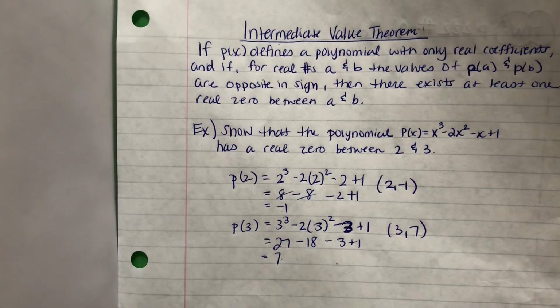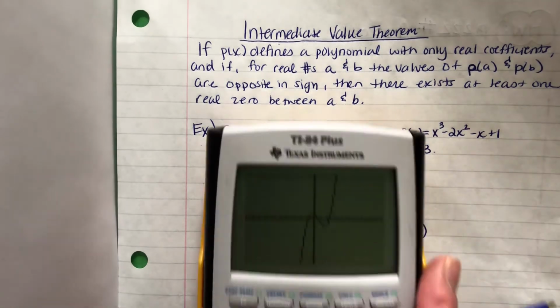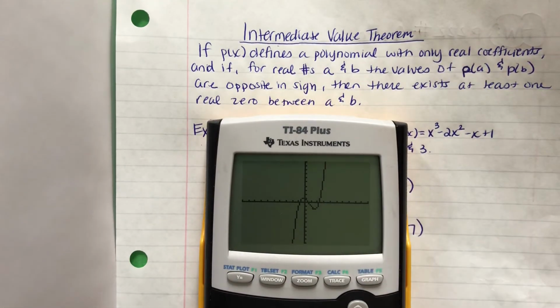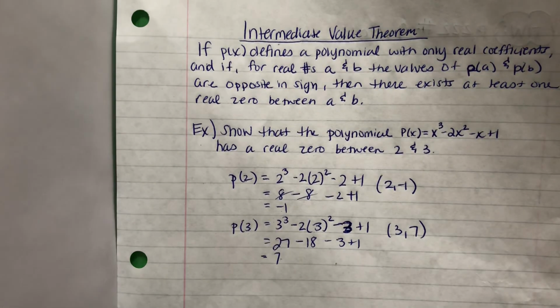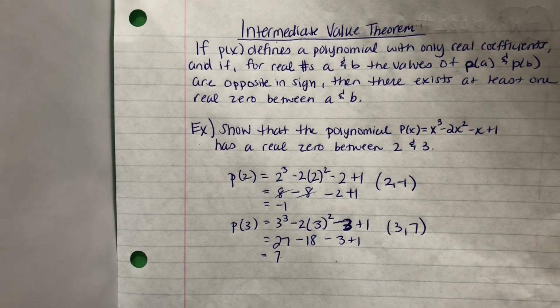So that's something that you guys would have thought probably anyways. It seems pretty obvious that if you're crossing the x-axis, that the y values would have to go from negative to positive. But that's what the intermediate value theorem suggests. So that's all for today.